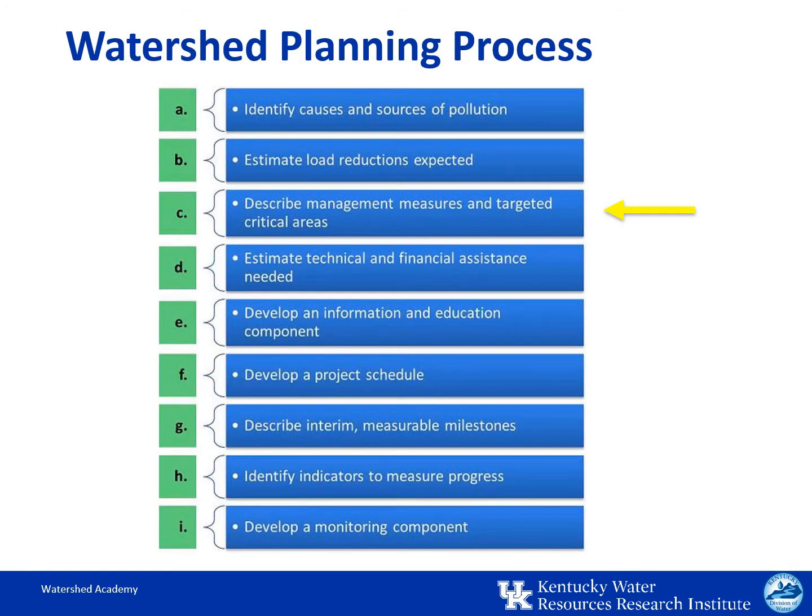In the formal watershed planning process outlined by the EPA, we'll be focusing on Step C of the A through I watershed planning criteria to describe management measures and targeted critical areas. Once BMPs are identified for these critical areas, you can begin to develop the following planning details: estimates of the technical and financial assistance you'll need, informational and educational components, a project schedule along with interim milestones, and a follow-up monitoring plan.